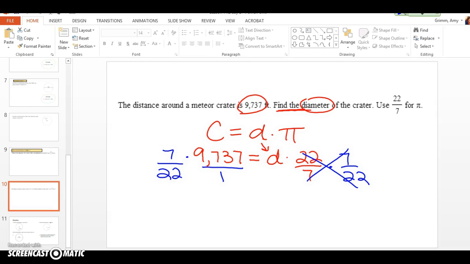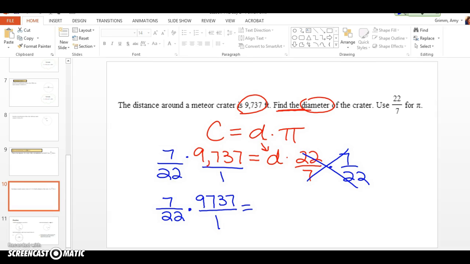Okay, so let's come down here. So I have a little bit of space. 7 over 22 times 9,737. Okay. It's just bigger numbers, but we have calculators. All right. Now we look for things we can cross reduce. Unfortunately, there is nothing to cross reduce here. 22 does not go into 9,000. 11 does not go into both. 2 doesn't go into both. There's nothing we can do. So what do we do then?